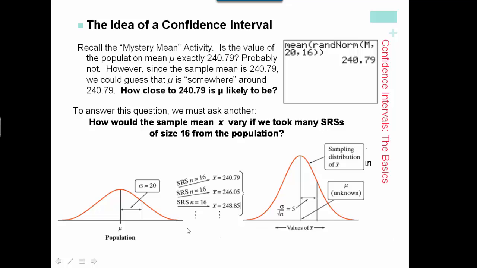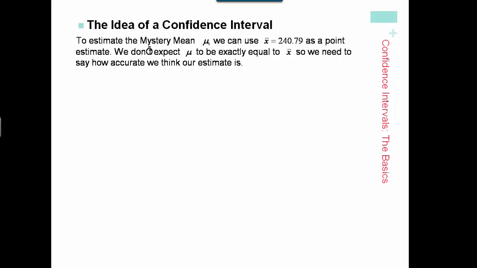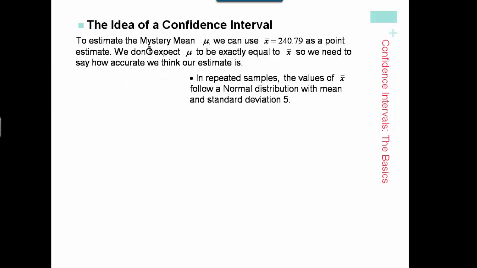So now we can take a look at the simple random samples. If we take simple random samples, n equals 20, and here's the population mu with a standard deviation of 20. Here's what the sampling distribution of x bar would look like, and of our mu, which is unknown. To estimate the mystery mean mu, we can use x bar equals 240.79 as a point estimate. We don't expect mu to be exactly equal to x bar, so we need to say how accurate we think our estimate is going to be.